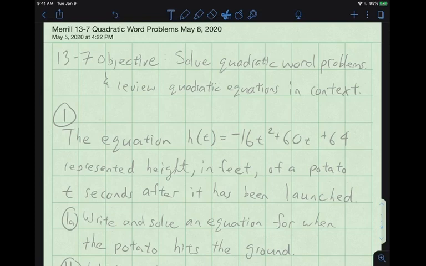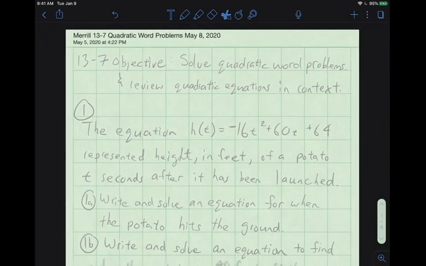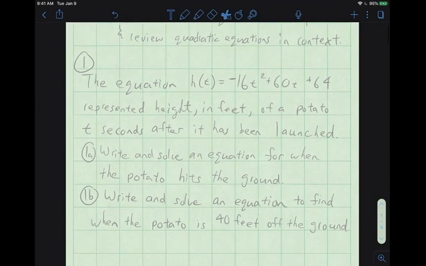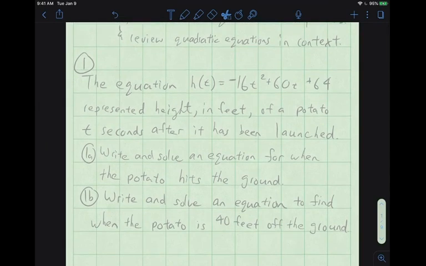Hello class, today's lesson is on solving quadratic word problems. Here's 4 word problems to work on. After we're done with these 4, the next topic we have is inequalities, and that'll be it for this distance learning Algebra 1 period. Here's your first problem.